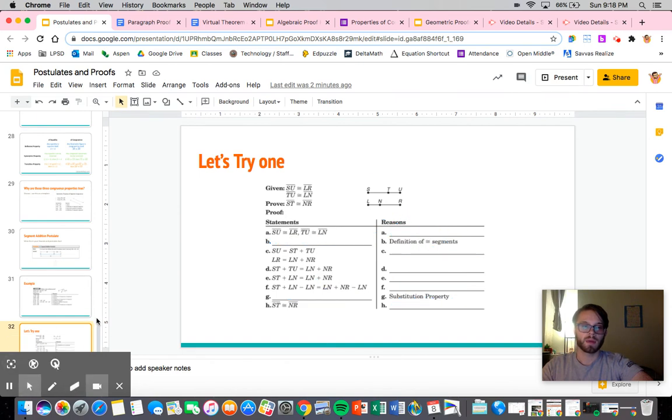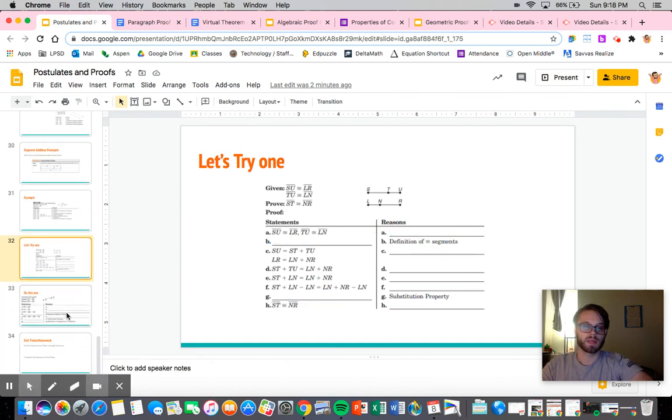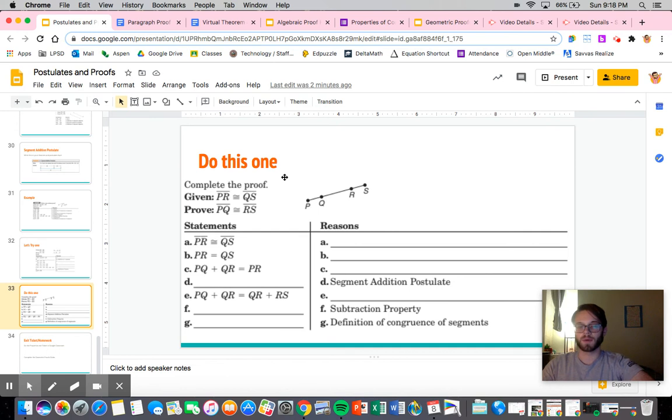Okay. And the other piece of information, let's do this last one, make sure we're all set, just so you can see another one. So once again, we are given this piece of information. And then what's the first thing we're doing? Once again, we are using the definition of congruence. Finally, PQ plus QR is equal to PR. That is the segment addition postulate.